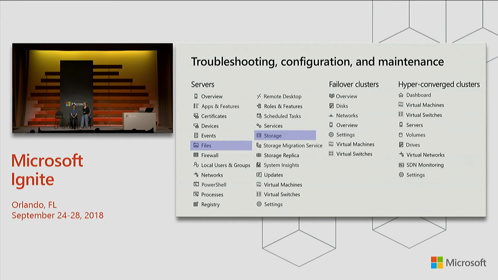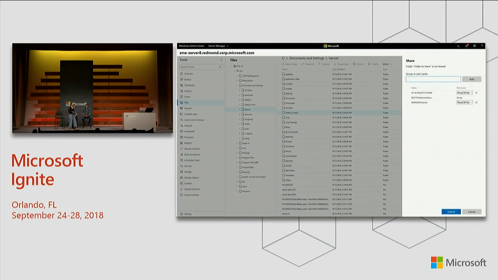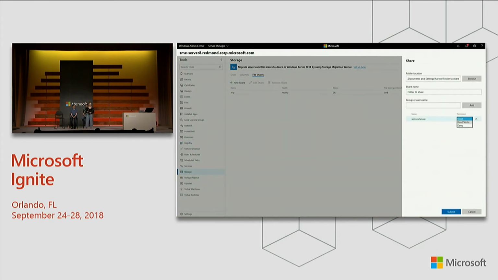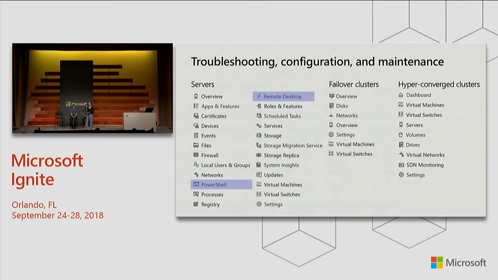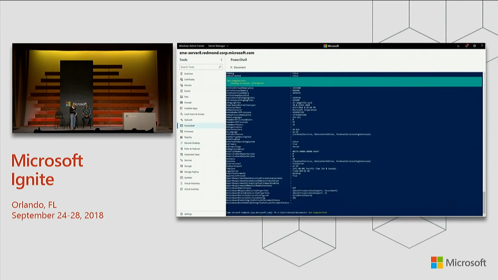Another top request was for file share management, so we've added that both into the files and storage tools, allowing you to modify permissions for folders or create or manage properties and permissions for shares. And finally, for anything that you can't do in Windows Admin Center, you have Remote Desktop and PowerShell built right in, so you really don't have to leave Windows Admin Center.